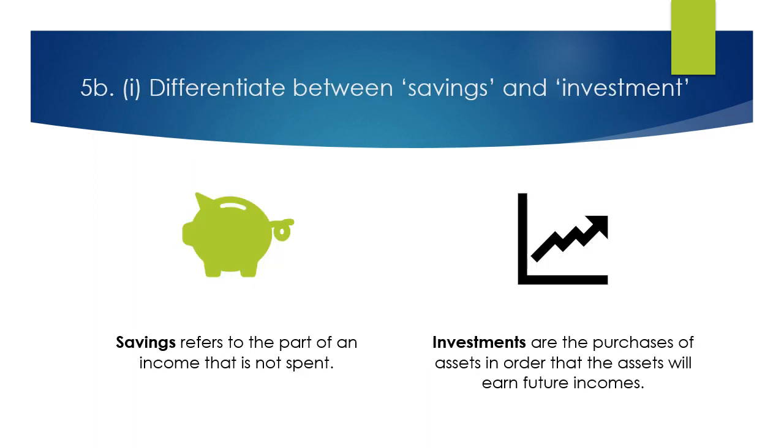Differentiate between savings and investment. So we know that savings refers to the part of the income that is not spent, and investments are purchases of assets, expecting that these assets would earn a future income, right? So savings, the part of the income not spent. Investments, it's like the purchasing of assets, expecting that you will earn an income from that purchase.